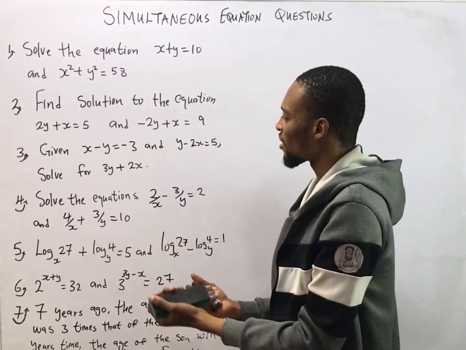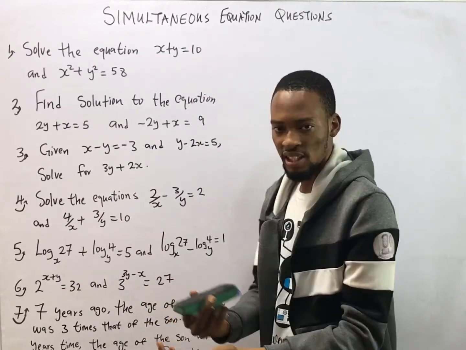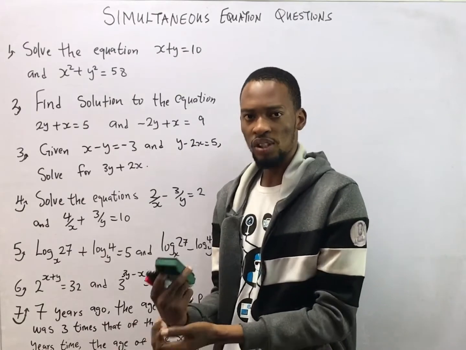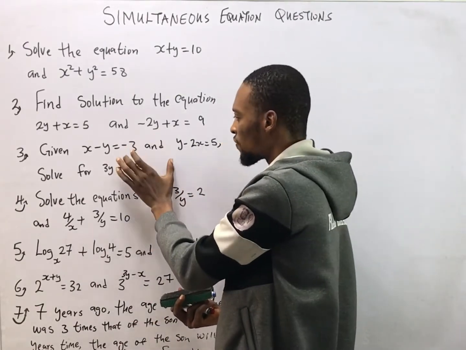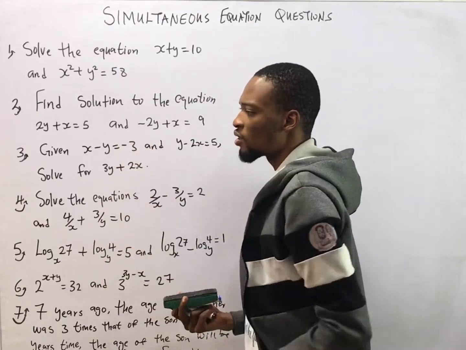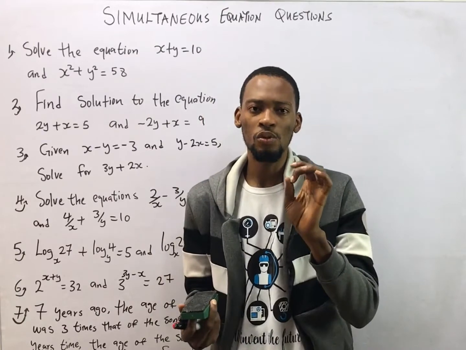These types of questions are common. Sometimes you may be asked to look for y times x or x squared plus y squared. So the goal is to solve the simultaneous equation, get the value of x, get the value of y. Whatever you are asked to do with them, whether to square or to divide, you do it then.